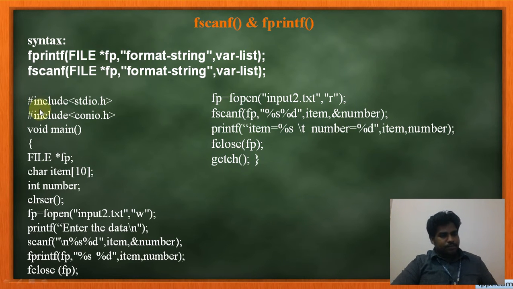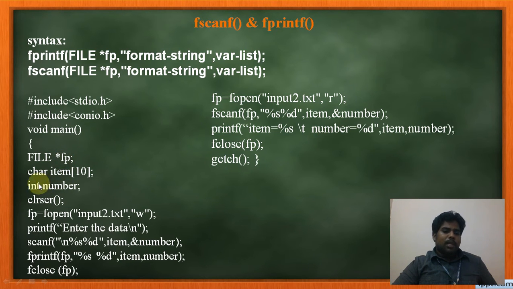See this first. I'm including the header files stdio.h, that is standard input output, and conio.h, that is console input output. This is your starting position. void main is the starting position of your program, and here I am declaring the first step. If you are using a file program, the first step is the file pointer, FILE *p. FILE is the structure, this fp is the pointer. Here you can give any name. I am giving fp.